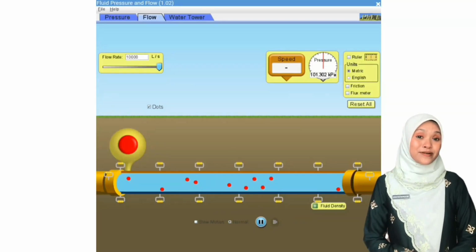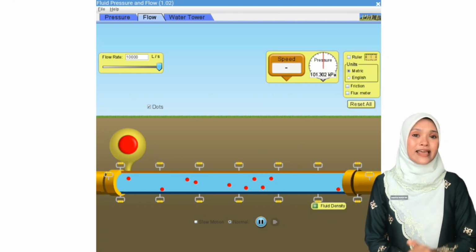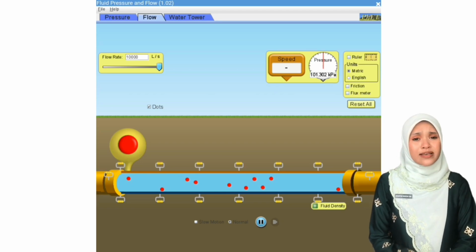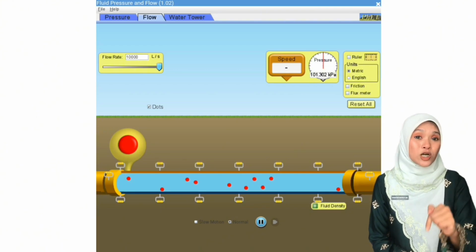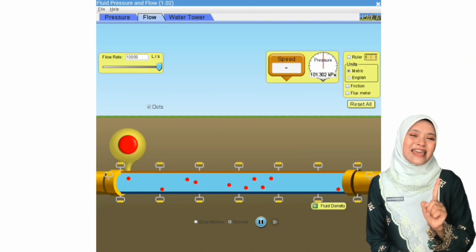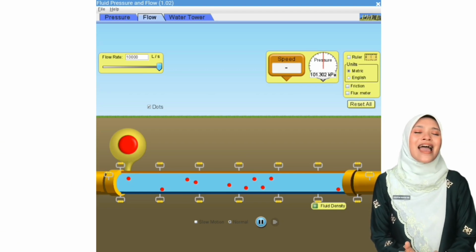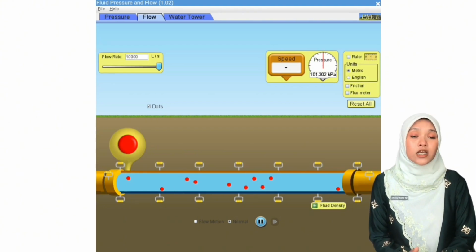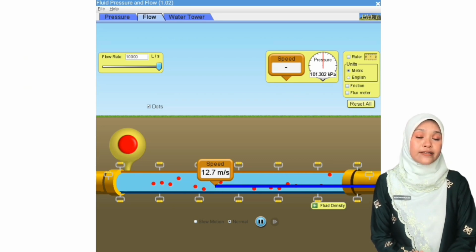Alright, according to the Bernoulli principle, we know that if the pressure decreases, the velocity of fluid will increase, and vice versa. Which means if the pressure increases, the velocity of fluid will decrease. Now, as you can see in the video, that is water flowing with the same velocity, same pressure, and also the same area, where the speed is 12.7 meters per second and the pressure is 56.428 kilopascal.